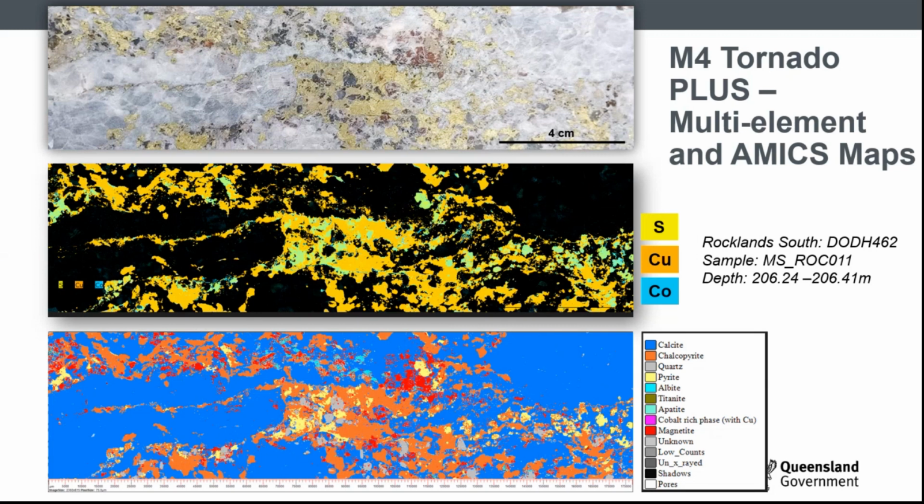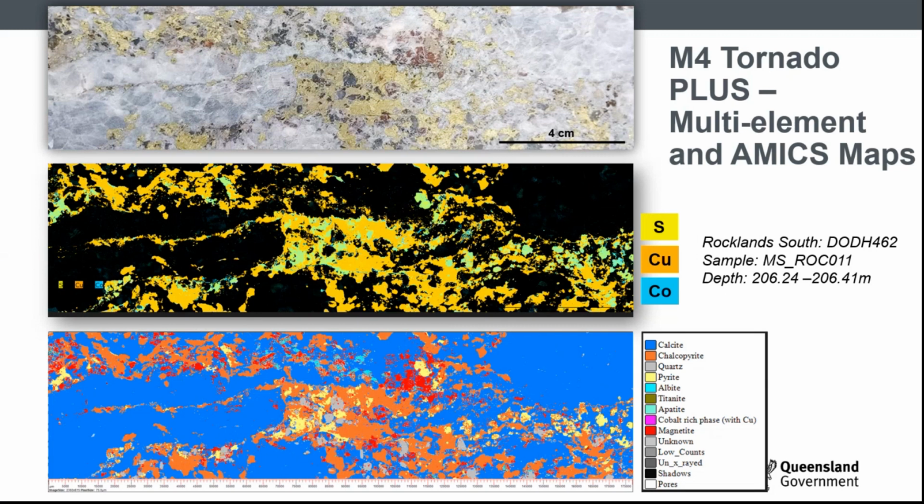You can see here our sample, where we just take a usual photo, and then with the Tornado instrument we can produce maps for individual elements or several elements. In this case, we look at the distribution of sulfur, copper, and cobalt. And what's interesting here is you can see some bright blue spots where cobalt is actually sitting not within the pyrite, but forming individual clusters.